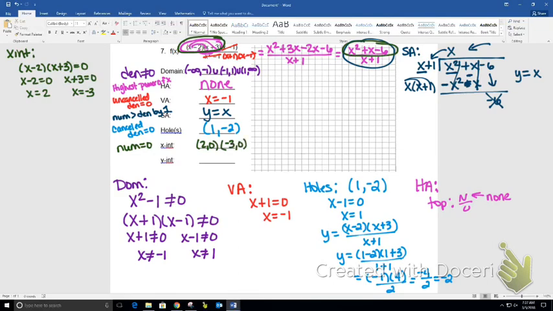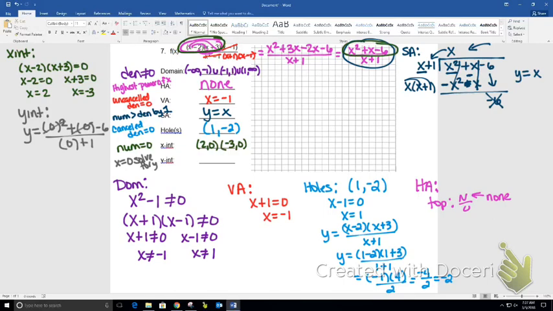Okay, y-intercept, how do we find that? x equals 0, solve for y, right? Now it doesn't matter if you use the polynomial form or the factored form at the beginning. For my y-intercept, I'm going to use the polynomial form because it's just easier to me. So it was x squared plus x minus 6 over x plus 1. And what are we plugging in for x? 0.